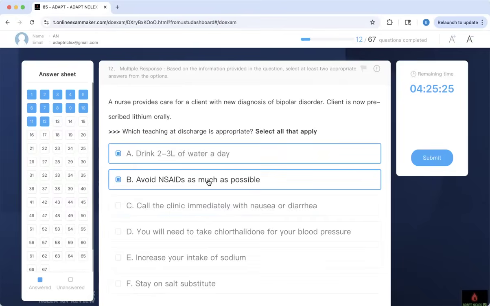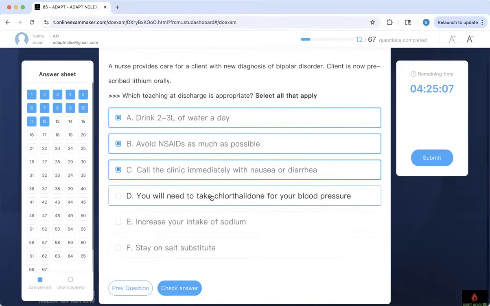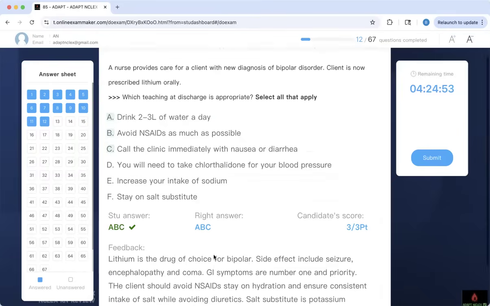Call the clinic immediately when you have nausea and diarrhea. Well, number 1 signs and symptoms is GI problem. Excellent. You will need to take chlorothalidone. It's going to cause dehydration. Therefore, avoid diuretic. Increase your intake of sodium. I said keep it normal. Stay on salt substitute. That means you're not taking any sodium. Salt substitute is potassium. You should not take only potassium. That means you're decreasing your sodium. We have a problem. Those are our answers.